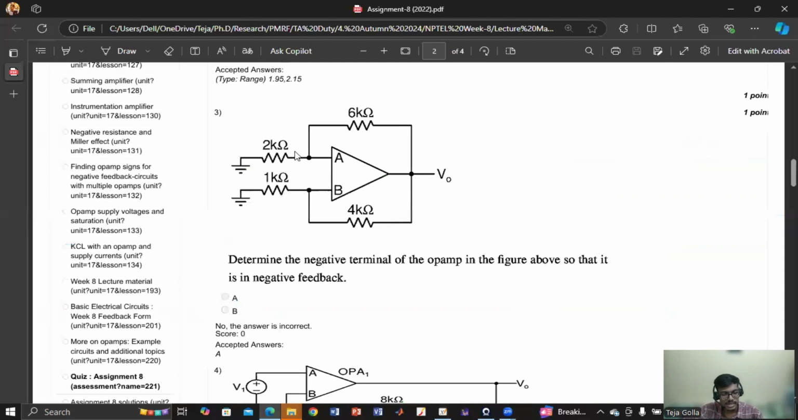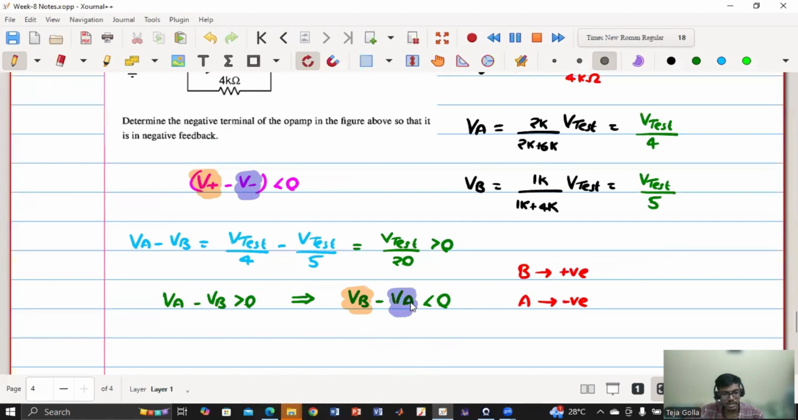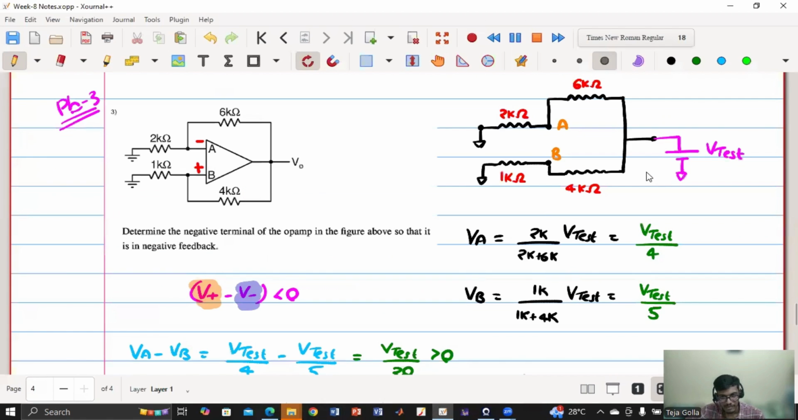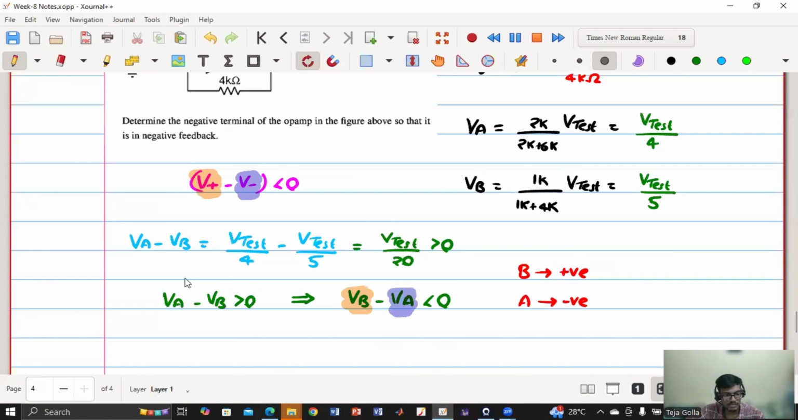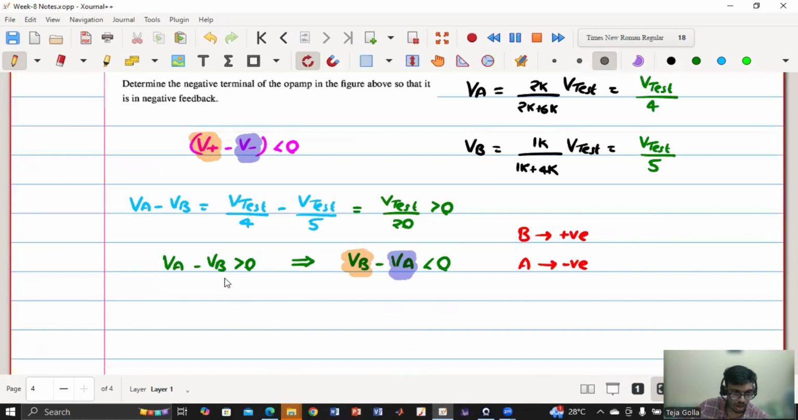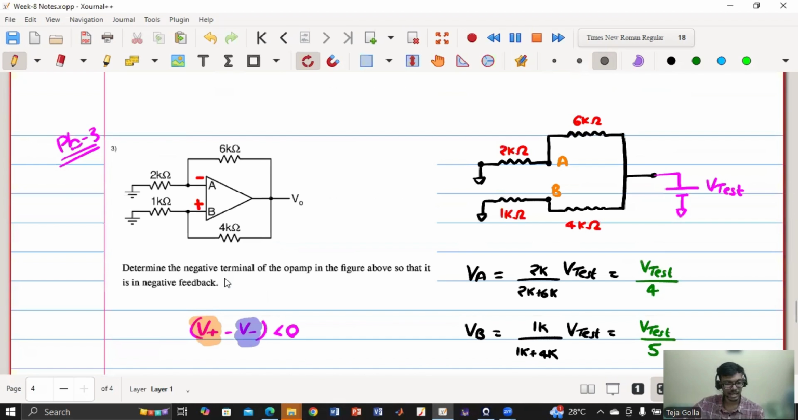Now if you see, it is not so straightforward. It depends upon the resistors and how you are connecting. If I change these resistors, I can make it in a way that A should be a positive terminal for it to be a negative feedback. Because I got VB minus VA as negative, but I can play with the resistors and make it in such a way that VA minus VB is less than 0. You cannot say that if I connect in this way, it is always negative feedback, because it depends upon the resistors and their values and also the way they are connected.